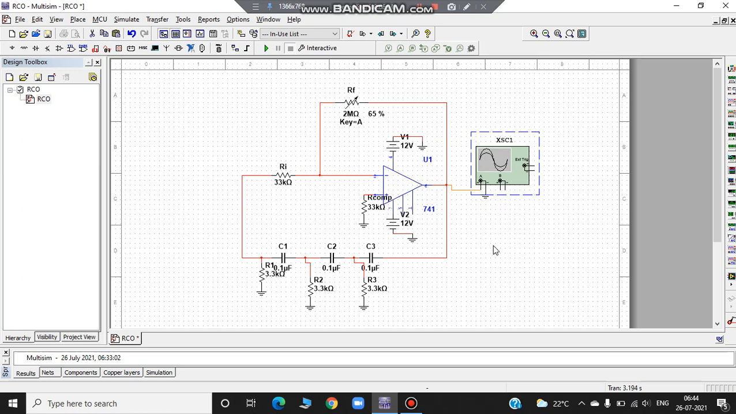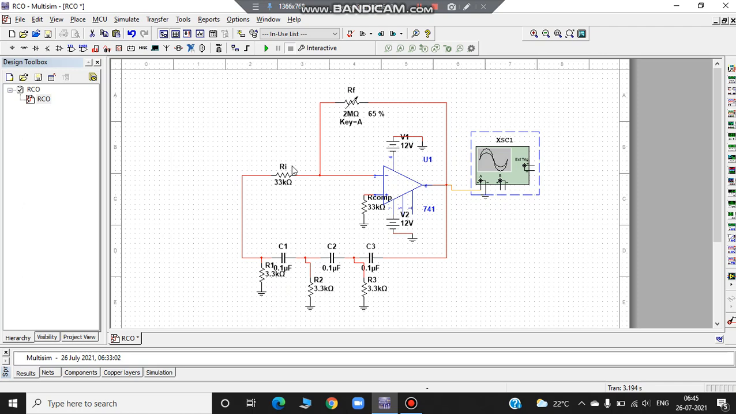Then we know the formula. We have designed for the oscillator having 200 hertz frequency, and we have chosen the capacitor of 0.1 microfarad. So 0.1 microfarad and frequency, if we put together in the formula, f naught is equal to 1 by 2 pi root 6 RC, we'll get the value of R, that is 3.35 or 3.56 K, which can be approximated to standard values present in the lab as 3.3 K.